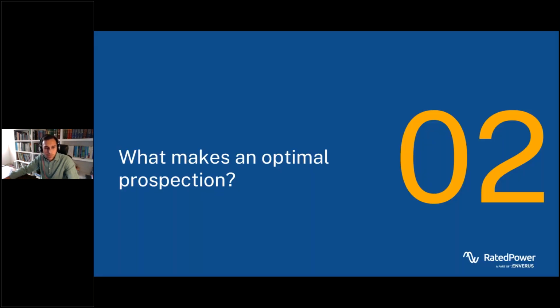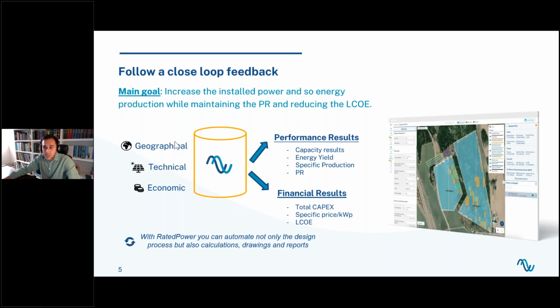So what makes an optimal prospection? This is a good question, because what is the starting point of our optimization process? An optimization process means that we carry out a specific iterative process where we want to reduce our LCOE, or levelized cost of energy, as we previously mentioned. Our main goal is to reduce it while keeping the PR, the performance ratio, at a good level, or even increasing it, by installing the maximum capacity for our plant and so increasing the energy production.